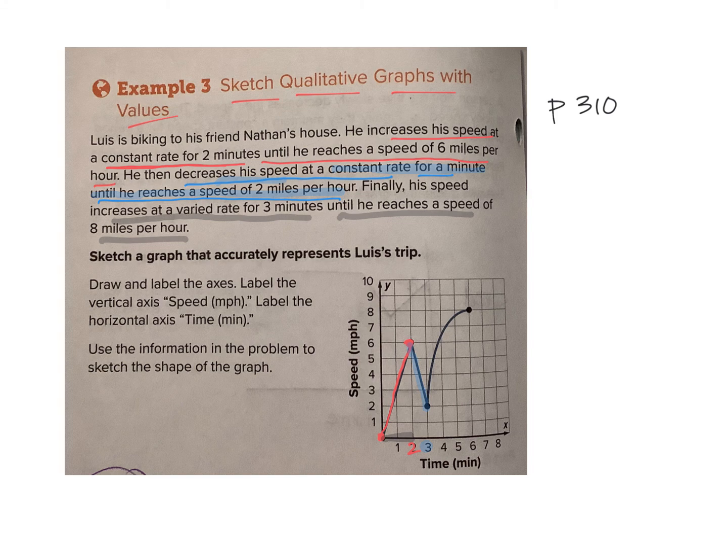And then finally, the last part is he's going to increase at a varied rate. So that means it's going to be a kind of a curve for 3 minutes until he gets to 8 miles per hour. So for 3 minutes, if I'm at 3 minutes, it would be 4, 5, 6 minutes. Okay, and he has to get up to 8. And if it's a varied rate, it would go up, up, up, up, and kind of varied curve like that.